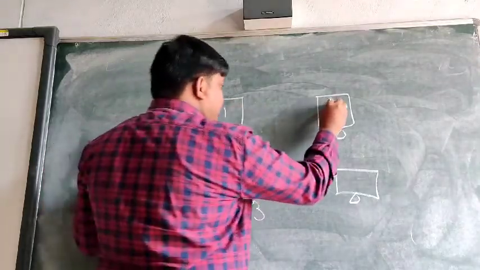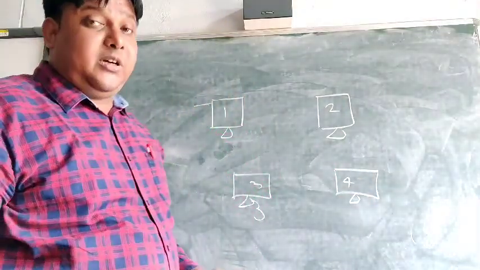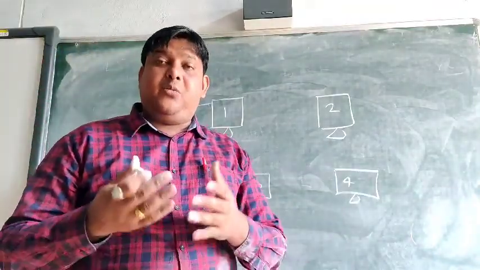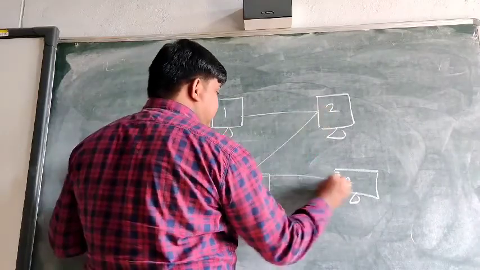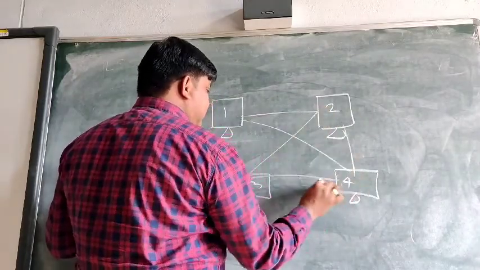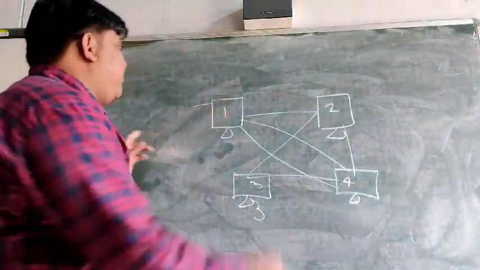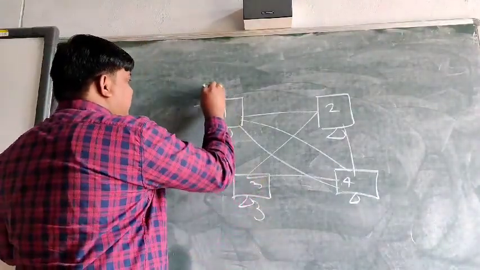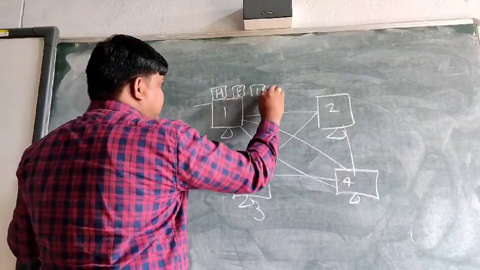Clear? A, 1, 2, 3, 4. And if it is a network, maybe more than one computer is connected, and these all are connected to each other like that. Clear? So when this computer sends data, hello, the hello will be converted into small packets by using the TCP/IP.